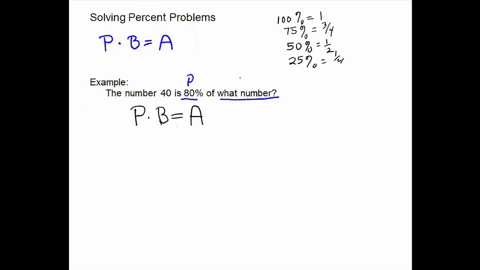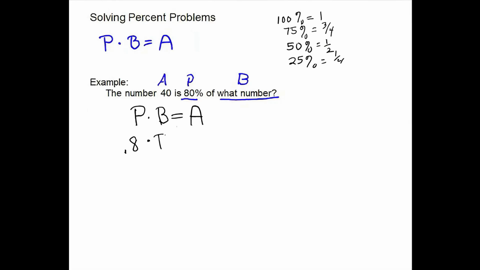This time our base is the piece we don't know. So we don't know that. And our A is the only one left. It's going to be at the beginning. Here's the is. The 40 is going to be the A. So our percent, 80%, remember to switch it to a decimal. Drop the percent, go 2 places to the left. So 0.80 or 0.8 times our base.